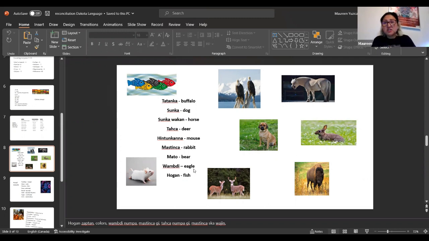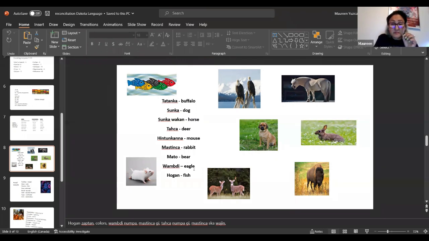Again, you can talk about the pictures. If you see a picture, look at it. This one is fish, there's five fish, right? Wambdi nupa, there's two eagles. Mastincha sa, a brown rabbit. You could put mastincha sa waji. One brown rabbit. Tahcha, tahcha nupa sa. Two brown deer. Mastincha sa waji, one brown rabbit, right?